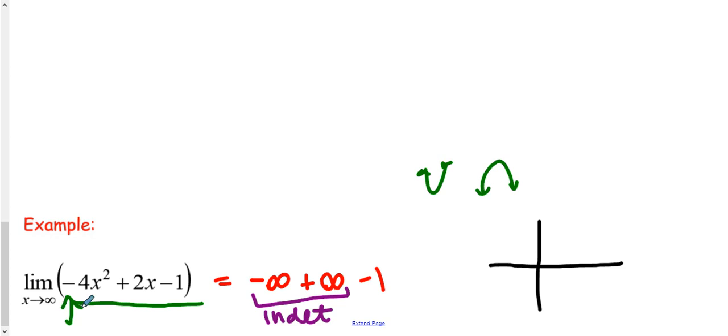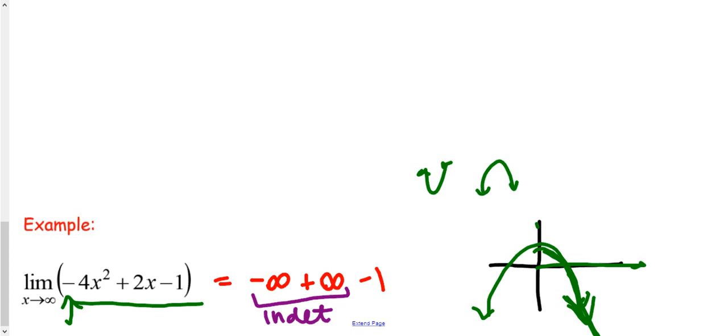I look in front of the x squared, I have a negative number, so this is going to be upside down. So as I go along, I'm looking at positive infinity, so I am going this way. Well, this graph has no intention of stopping. It's going to keep going down. Sorry, I confused myself for a second. It's going to keep going down.